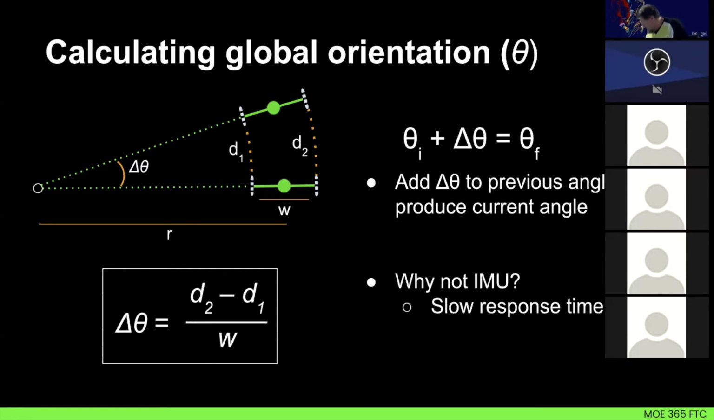And again, like we addressed earlier, why we aren't using the IMU, which would be much more convenient, since all you have to do is read the theta directly from the IMU, is mainly because of slow response time. It's not going to be in sync with the rest of your odometry, which needs to be responding and calculating your position at a much faster pace.